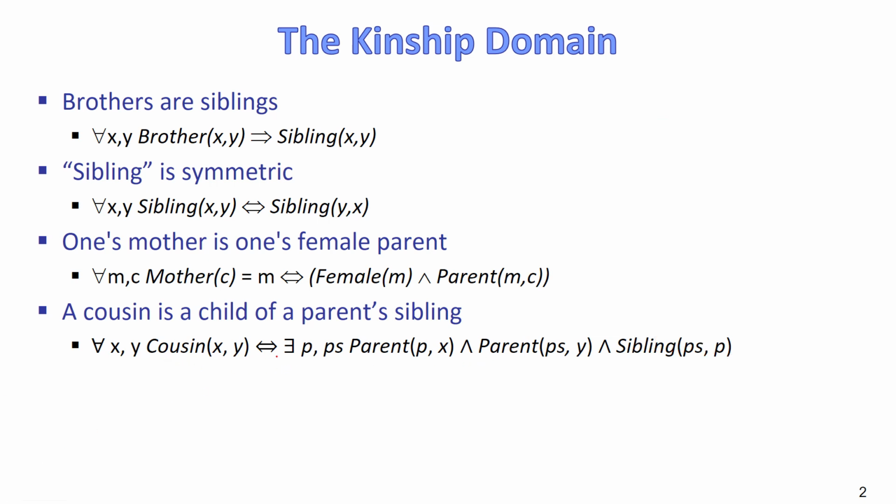So cousins x, y if and only if there exist P1 and P2. Here we use P1 and P2: P1 is the parent of x, P2 is the parent of y, and both are siblings.